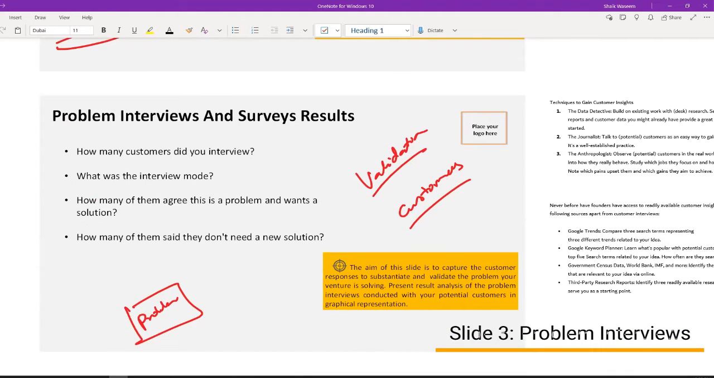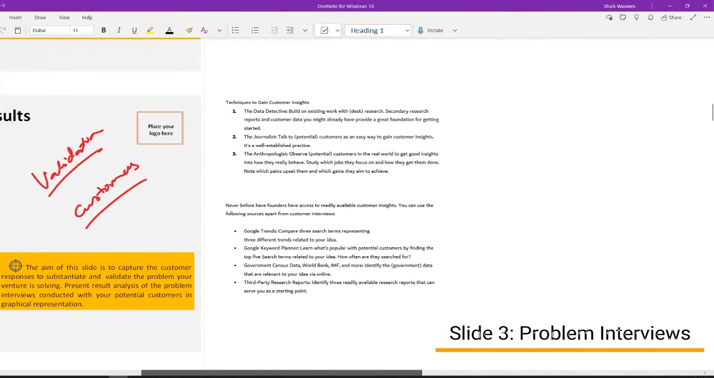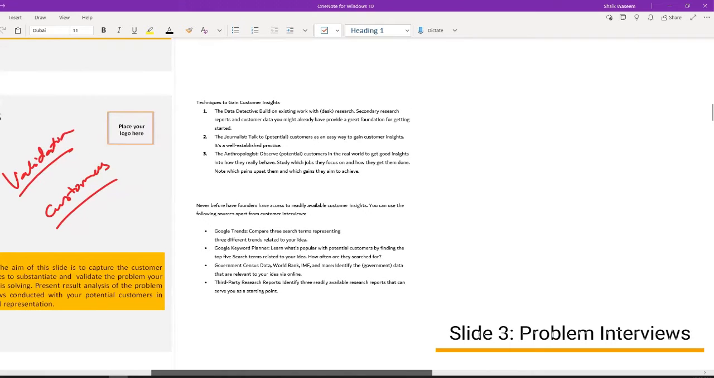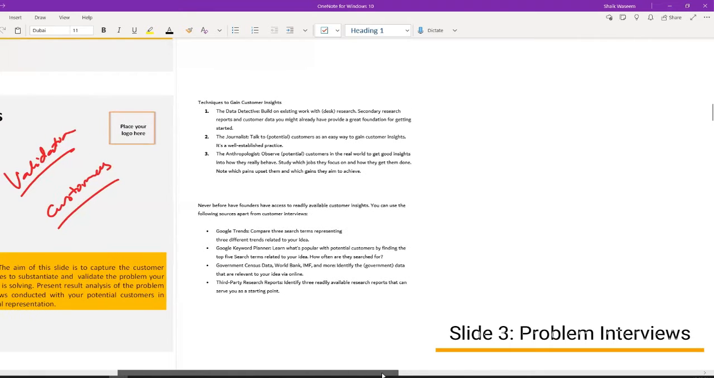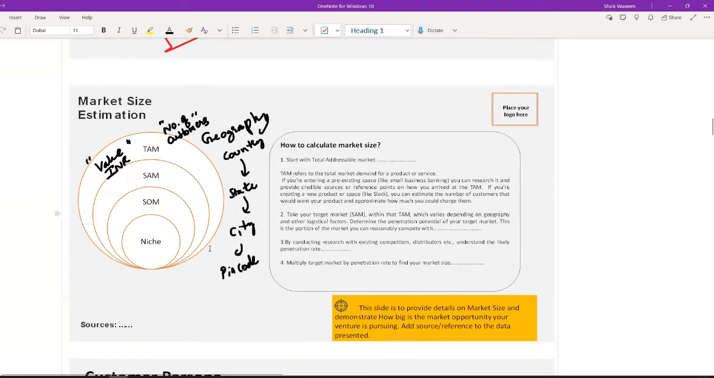We need to present data and insights from problem interviews so that we can validate the problem statement. There are a couple of techniques apart from customer interviews that one can refer for this activity. As we complete the interviews and survey results, we go to the market size estimation.